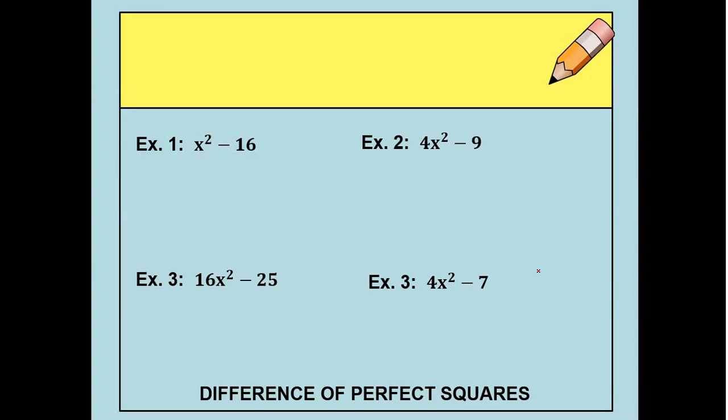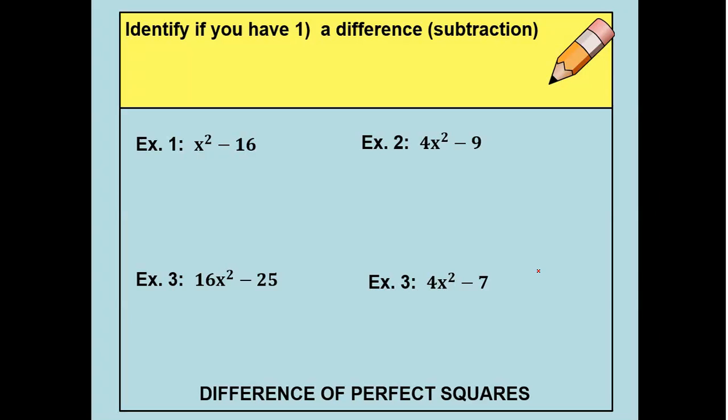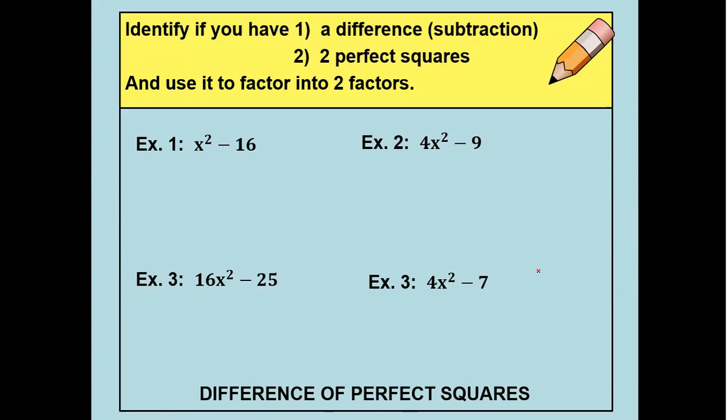We're going to look at difference of perfect squares. So identify first. You need to make sure you have a difference. So basically you need to have subtraction between two terms. Then you need to make sure, are they both perfect squares? If they're not, you can't use this method. Then you're going to use it to factor into two factors. One factor is going to have a plus in the middle. The other one is going to look the same way, but it's going to have a minus in the middle. And you're going to want to use the square roots of both of them.